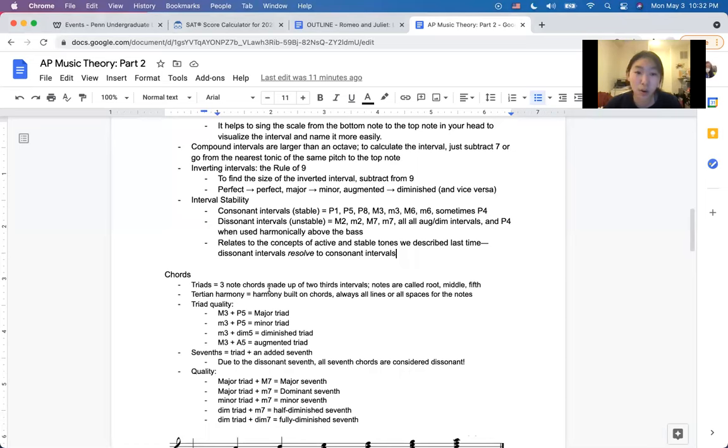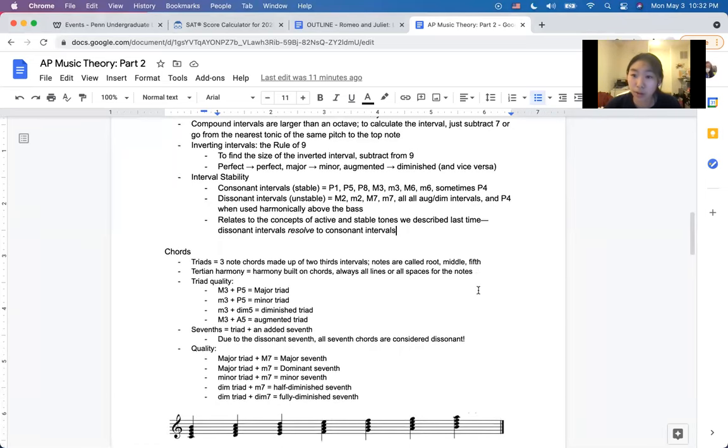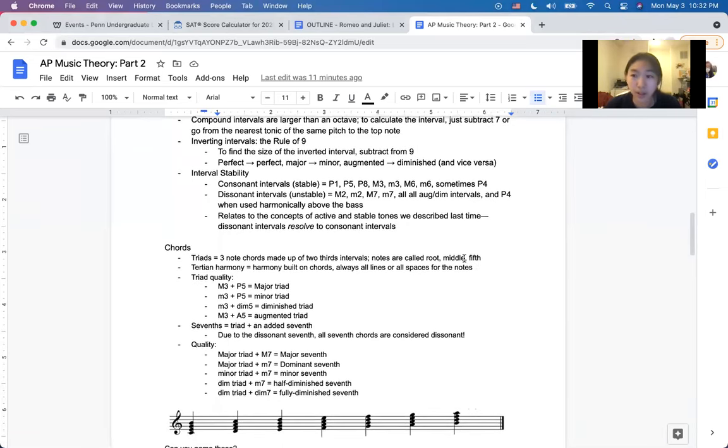So let's move on to chords. Chords are really important for your free response questions on the AP. Triads are just 3-note chords made up of two third intervals. The notes are called the root, the third, and the fifth, since that's what their intervals are from the root. Tertian harmony is harmony built on thirds, triads more specifically, so the notes are always on lines or always on spaces, since they're thirds.